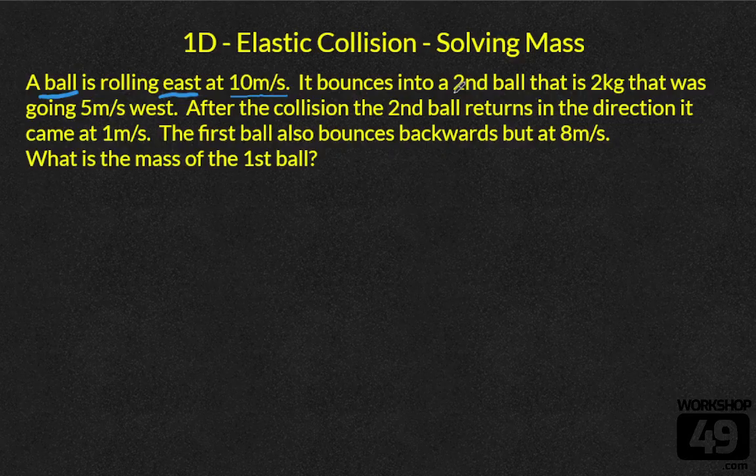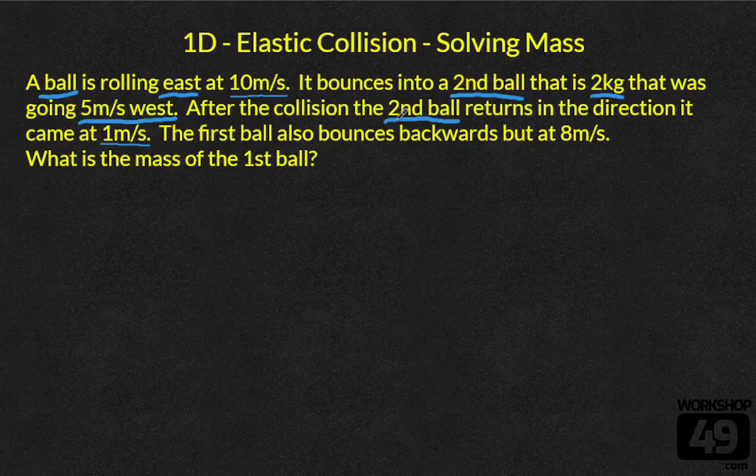It bounces into a second ball that is 2 kilograms that was going 5 meters per second west. That means when we fill this into the equation, we're going to have to remember that is a negative 5 meters per second. After the collision, this is when the prime notation is used. Some event has happened. The balls have collided. The second ball returns in the direction it came at 1 meter per second. That means if it was going negative, now it's going to be positive.